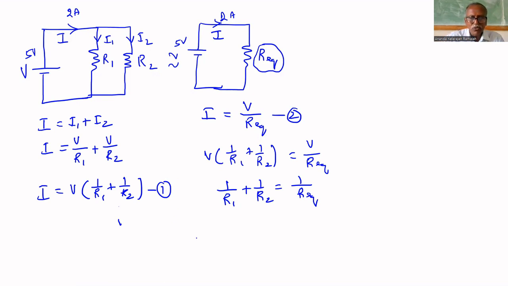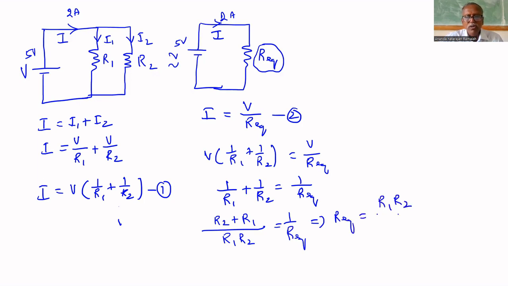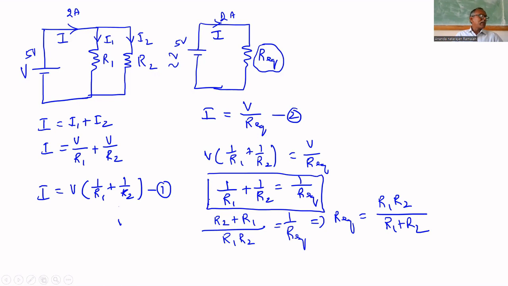But you might have studied it like this. If you take LCM, then you will get R2 plus R1 equal to 1 by R equivalent. This implies R equivalent equal to R1 R2 divided by R1 plus R2. Am I correct or not? Instead of doing it like this, you can stop here and find the R equivalent directly if you use the calculator. How to operate?